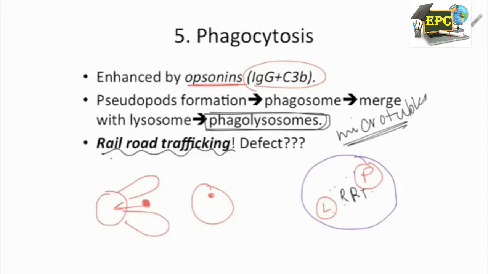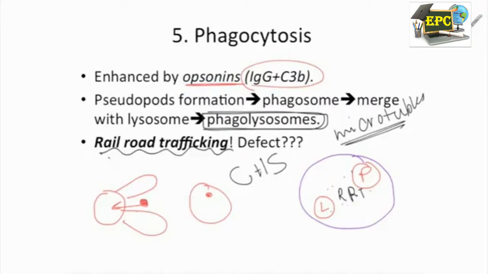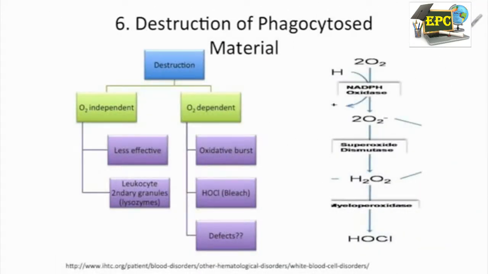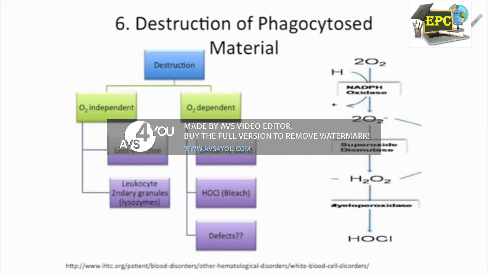Okay, so what happens if we have a defect in the railroad trafficking? What happens is something called the Chediak-Higashi syndrome, which is basically going to have the defect of this railroad trafficking, and they will have recurrent infections. They will have also neutropenia, because those microtubules are also important in mitosis and cell division. So they will not have the replication of neutrophils, so they will have neutropenia. They will also have other symptoms and signs that will be mentioned later in the table of neutrophil defects in arriving and function.